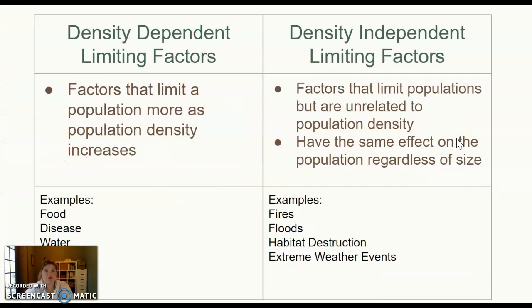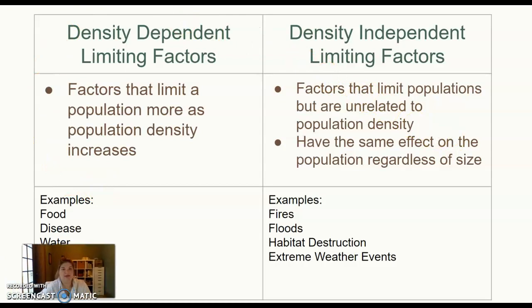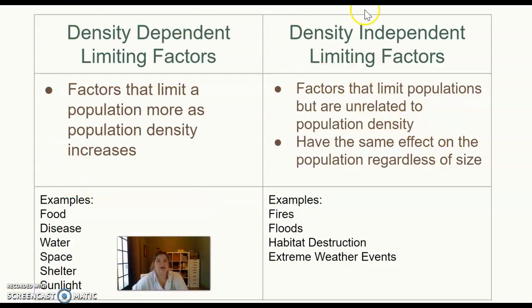So limiting factors can be broken into two categories. We have density dependent limiting factors, and we also have density independent limiting factors. Density dependent limiting factors are dependent upon how dense the population is. So it's going to limit population more as the population increases. As our population increases, our food supply becomes smaller. That's our density dependent limiting factor.